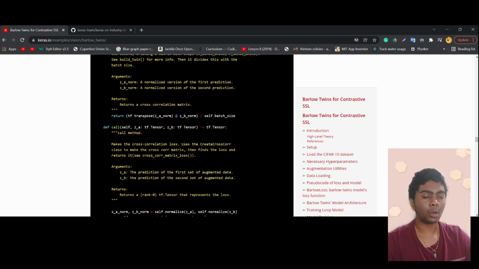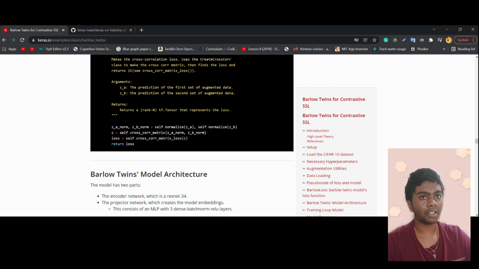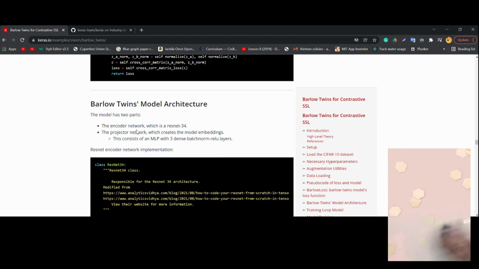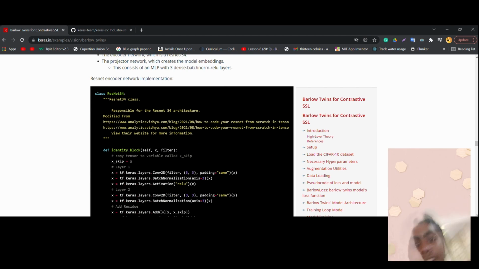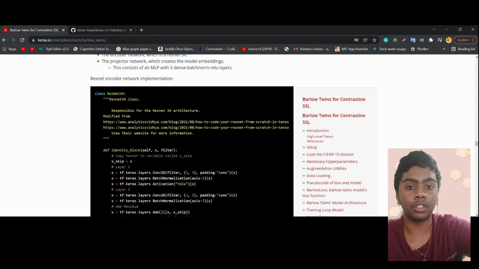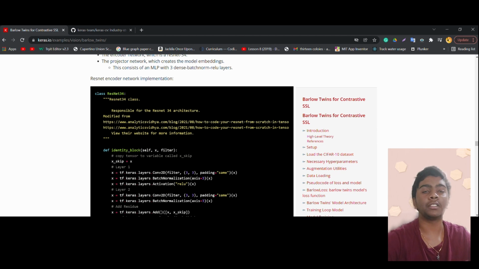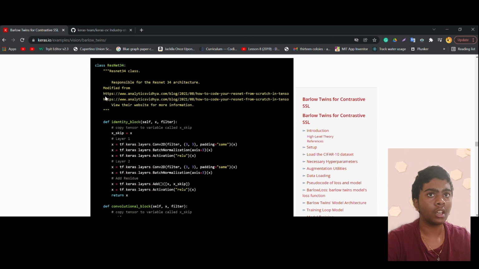What happens is we normalize the values, then we make a cross-correlation matrix, and then convert that to a number. That's what we expect. And oops, that's not good. The phone just went sideways. Anyways, this is our model architecture, and I used this site.